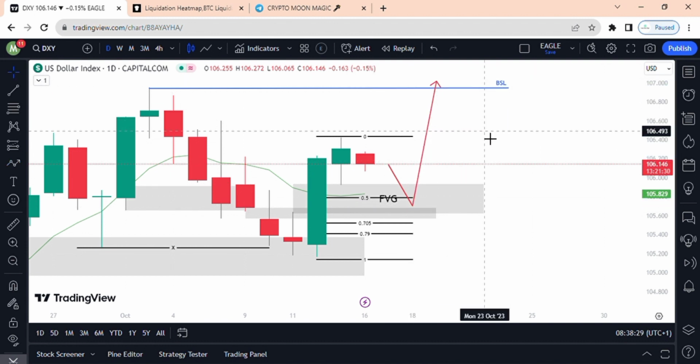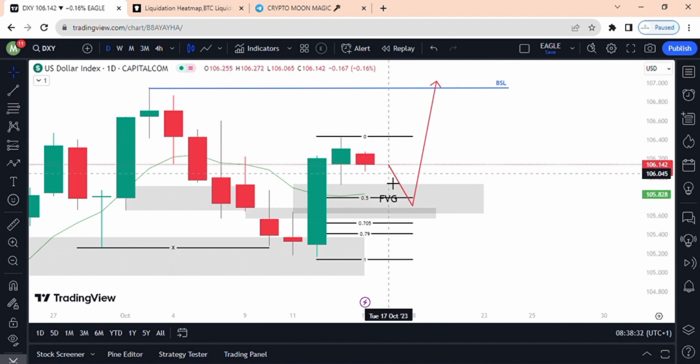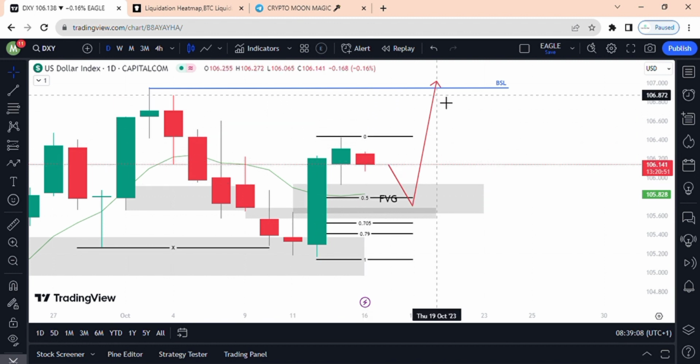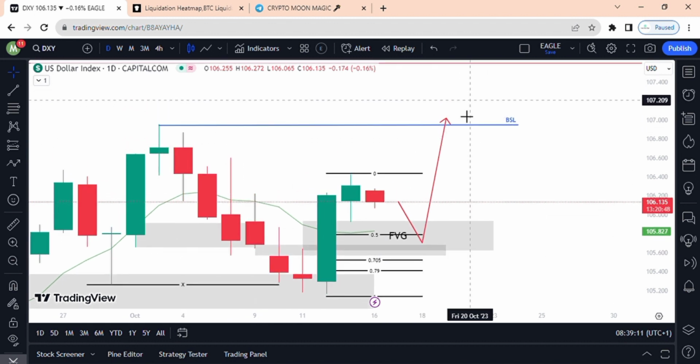So this is what I'm expecting. But one thing you should know about this type of fair value gap is that price might respect it from just a little touch. So this zone is your entry zone. We'll likely see price jump from this area, just that zone there, 105.938. Price will likely respect that zone, and price will shoot to the upside.